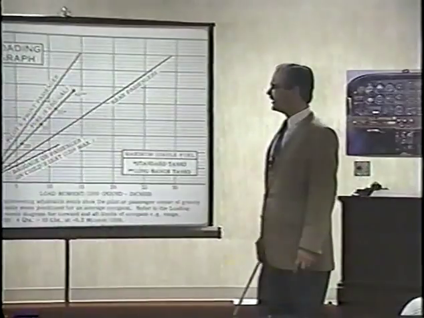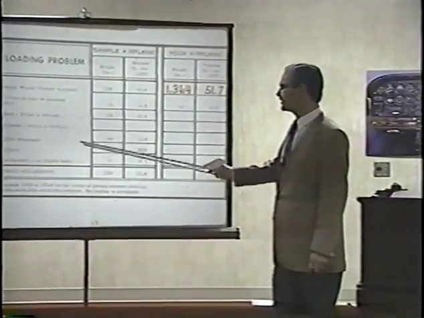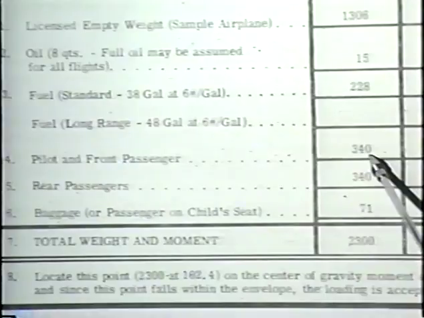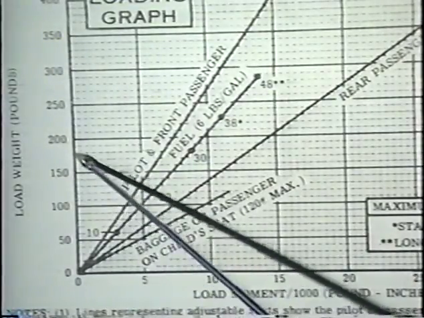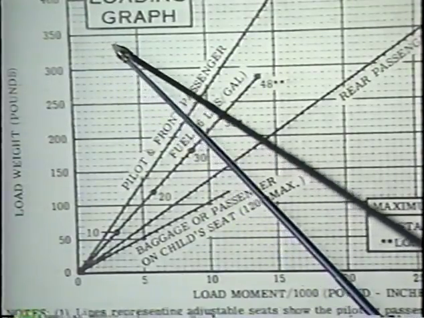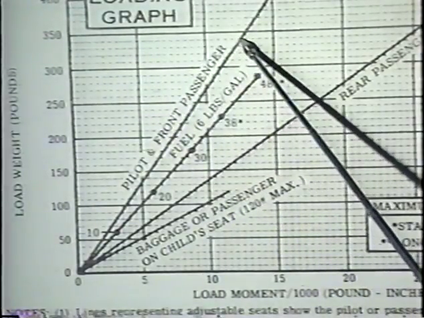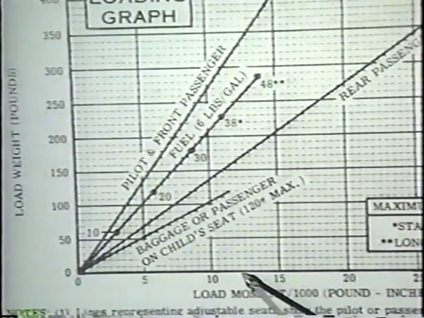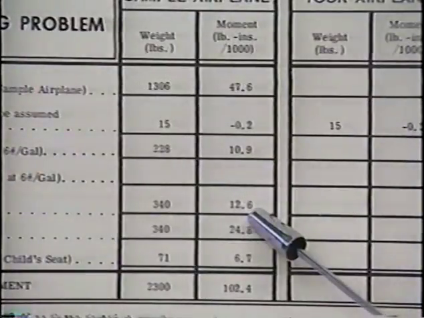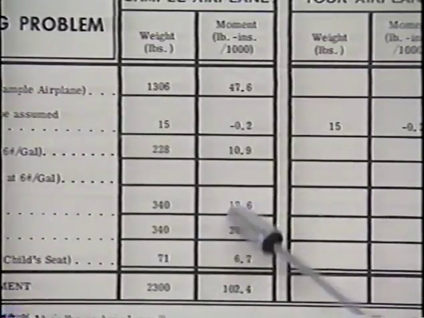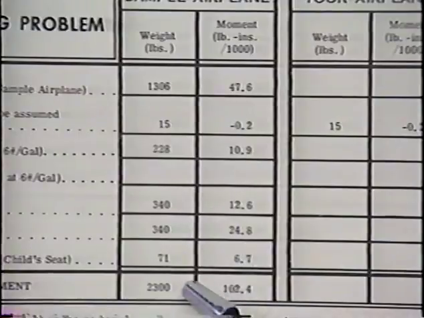All right. Now, let's go to the next number. The next number had the pilot and passenger weighing 340 pounds. Let's go to the loading graph for 340 pounds. There's 340. Go straight across until we hit the line that says pilot and passenger. Go straight over and then down to the bottom, and it's somewhere around 12 and a half. However, the manufacturer is a little more accurate with it, and says that's actually 12.6. So we do that for all of these numbers. Now, we add up the weights and we add up the moments.